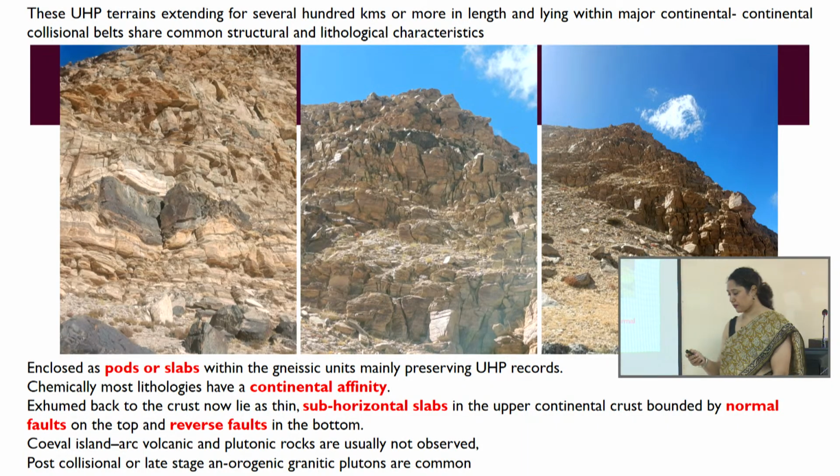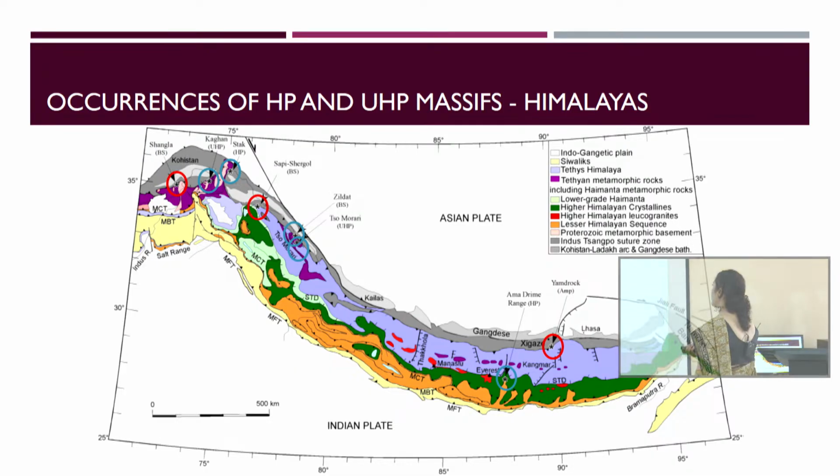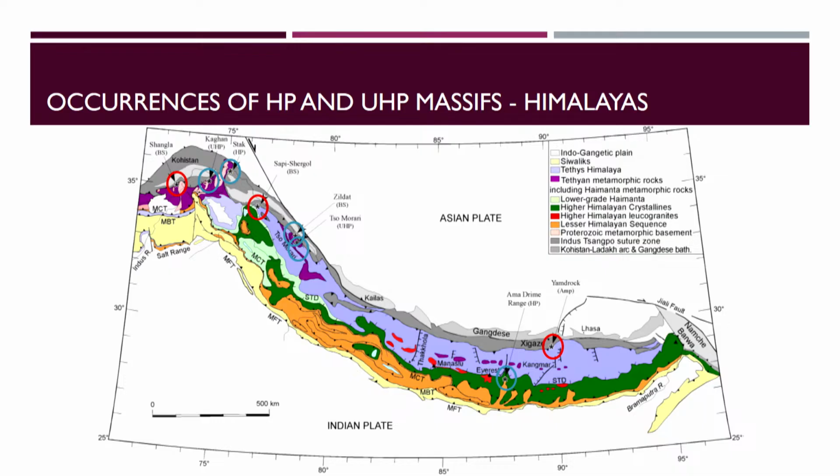Okay, so if you look at the Himalayan belt, you have, like I said, Kaghan, which is... where is Kaghan? This is Kaghan, and I've marked it in the wrong color. I'm sorry. The blue ones are UHP. So you have Kaghan, which is UHP, and Somorari, and everything else should actually be in red.